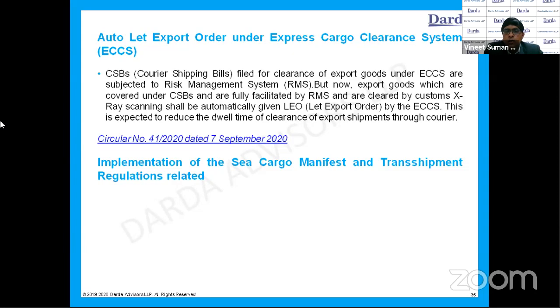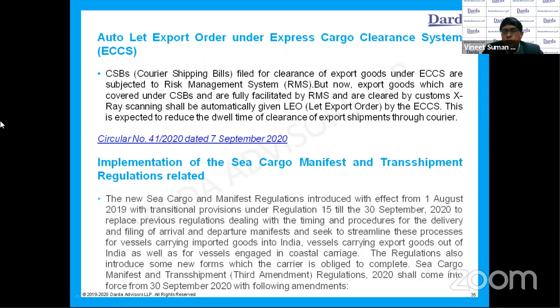We are going to discuss the sea cargo manifest and transshipment regulation related changes. These changes came in last year. Whenever you make any import of goods, export of goods, or any vessel engaged in coastal carriage within the two states, in that case, you need to file a manifest. And they brought this new regulation. Earlier, it had to be implemented from 1st August 18, postponed to 1st August 19. Due to the epidemic, further postponed to 30th September.